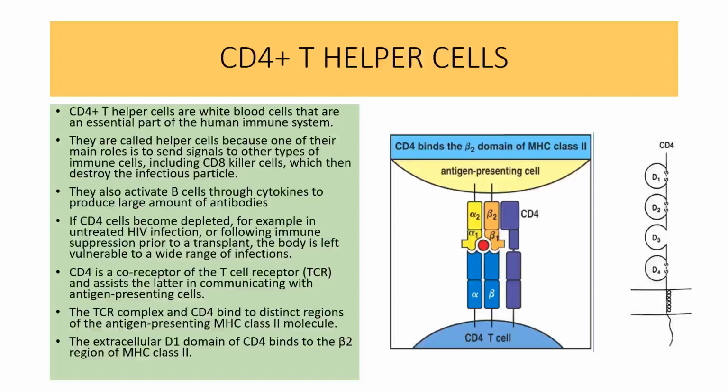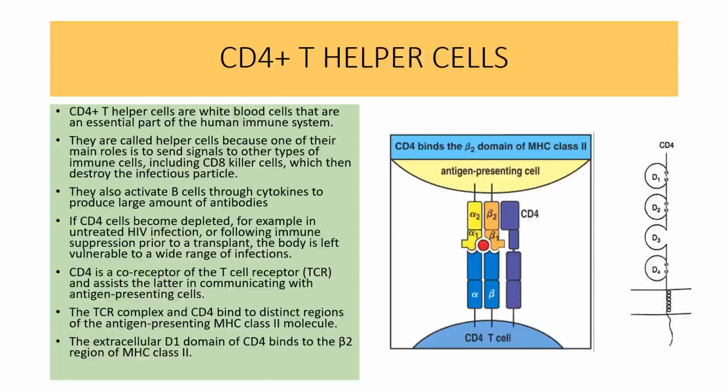The MHC class II molecule has two chains, that is alpha and beta. CD4 binds with the beta 2 chain of MHC class II. Very important, the D1 loop of CD4 binds with the beta 2 chain of MHC class II.